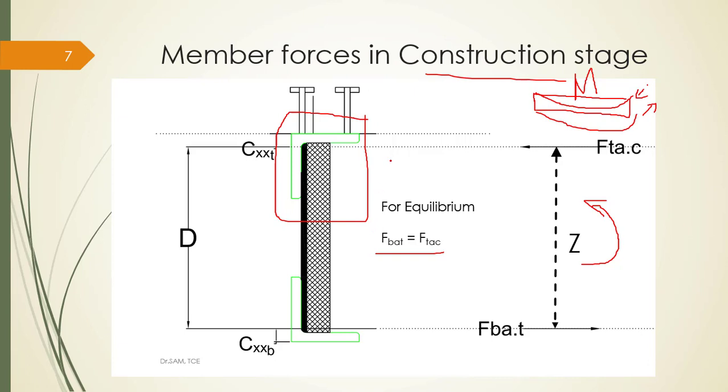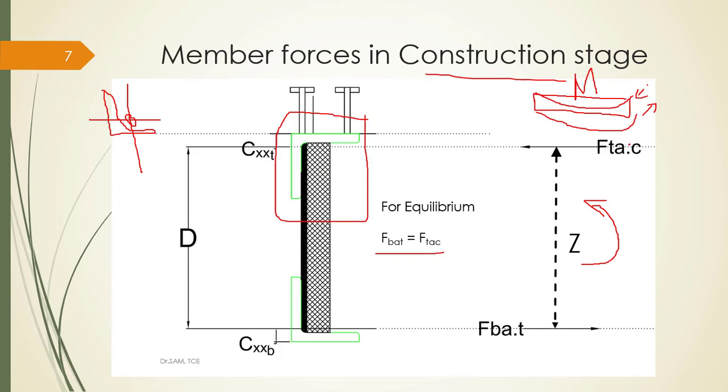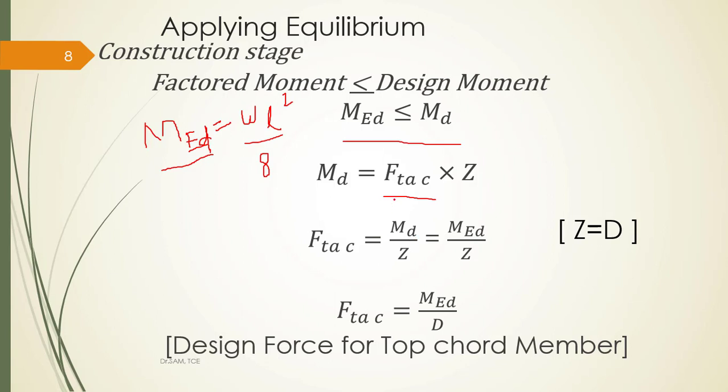Another thing you have to remember: since it is an unsymmetrical section, the axial force should pass through the CG of the section. You know that your angle has an axis of symmetry like this. So your force is expected to transfer at this particular point. Therefore, I took this force along the CG of the two angles. One is under compression, another is under tension. If I know that the top angle is critical for my construction stage, therefore I calculate the moment FTAC into the lever arm Z.